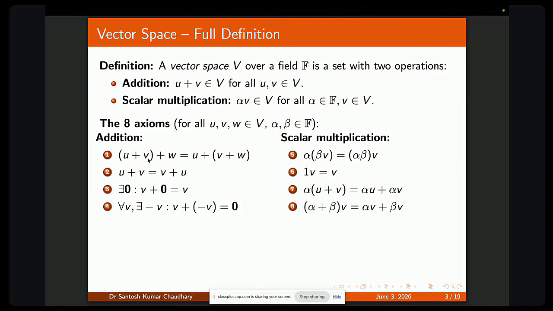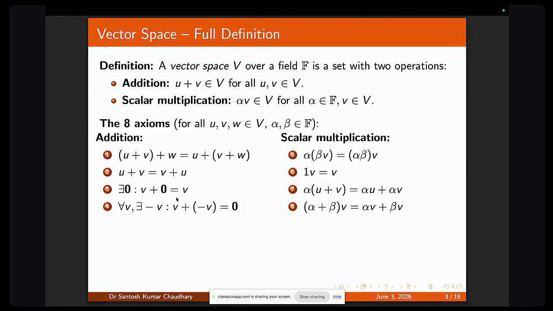So what are the axioms? The first is (u + v) + w should be equal to u + (v + w). Here you can see the difference in brackets. This is called the associative property, so the operation addition must be associative. Then u + v should be v + u, that is called the commutative property. And the third one is that there exists a zero element, which is the additive identity, such that v + 0 should be v. Here 0 represents the additive identity.